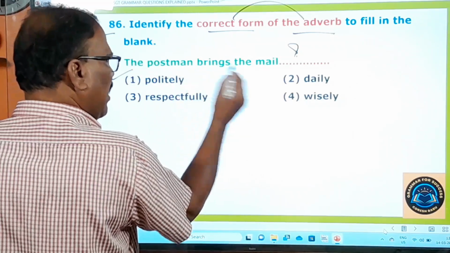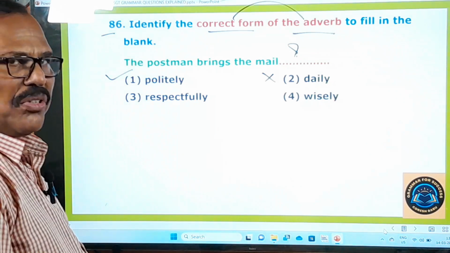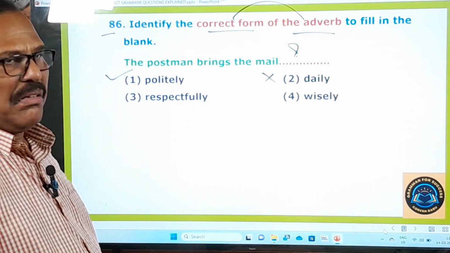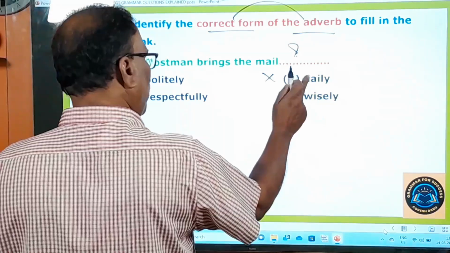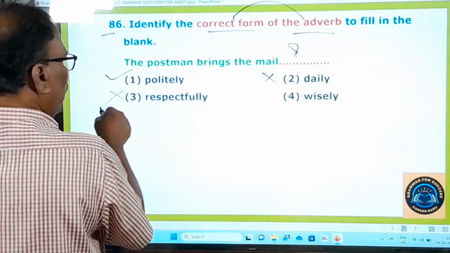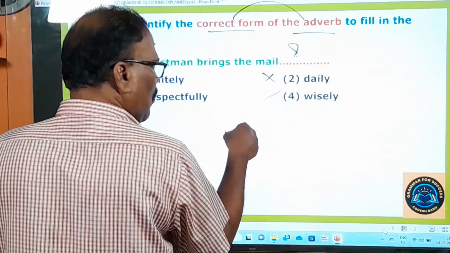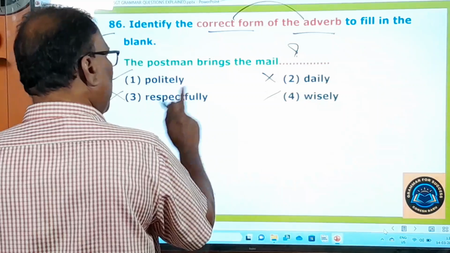This is absolutely right. Daily, no, because you don't get the mail every day. Weekly once or twice, not daily. This is wrong. Respectfully, no. Wisely, no. So second one, third one, fourth one are wrong.